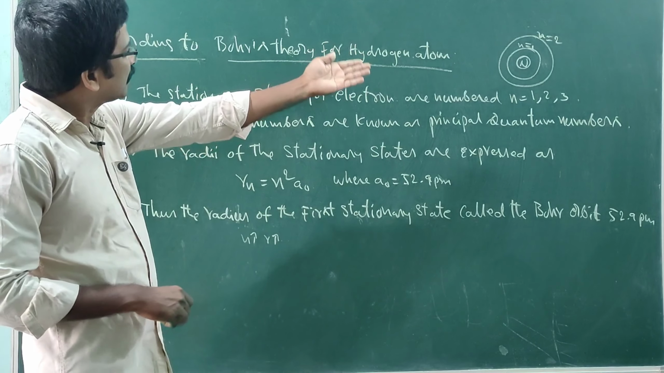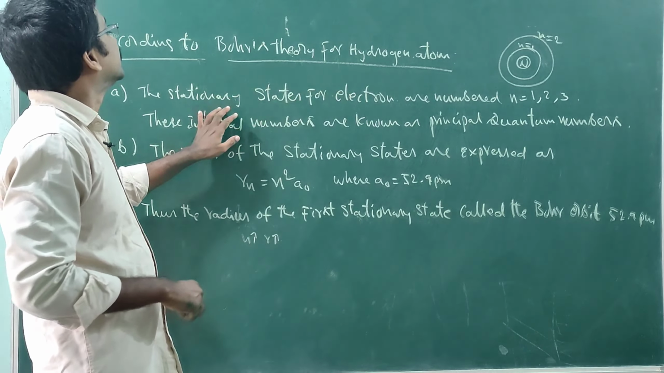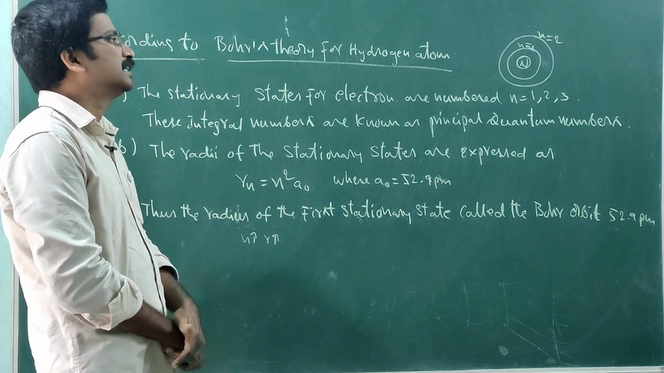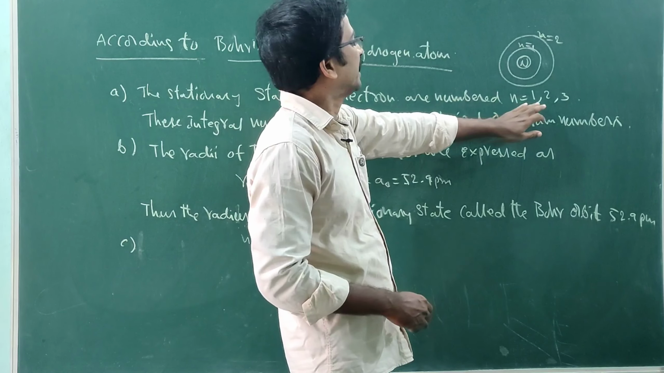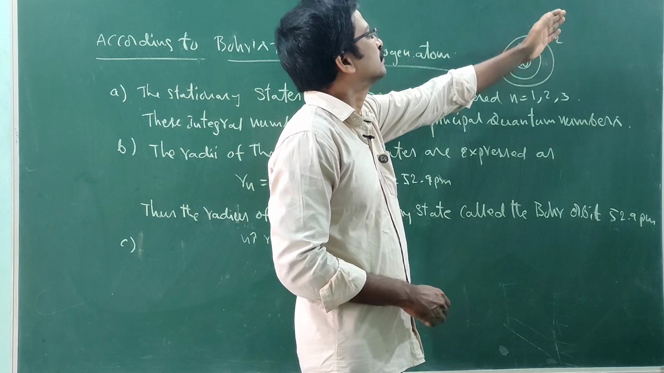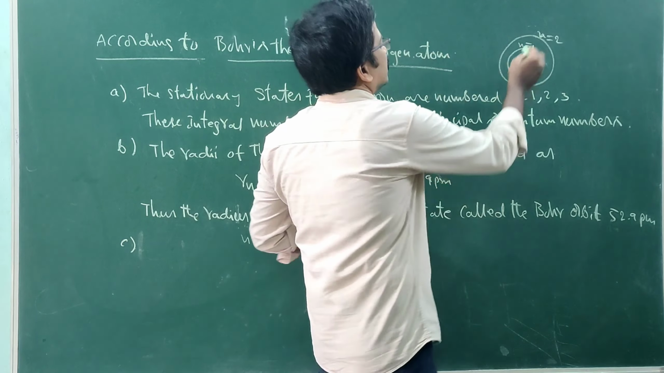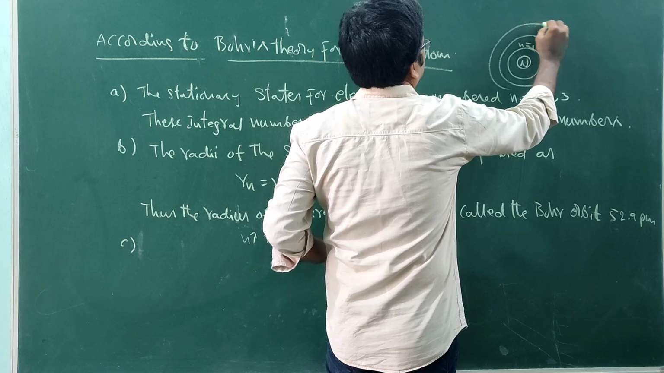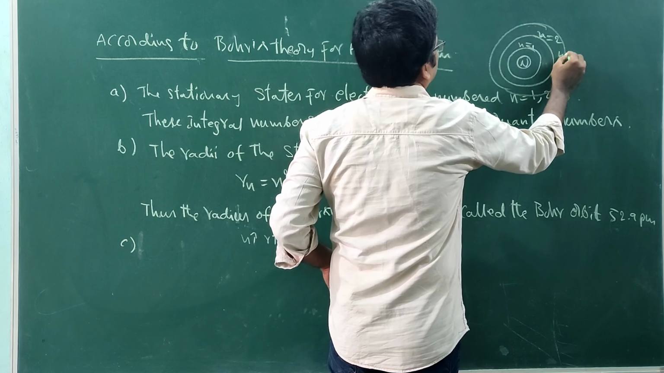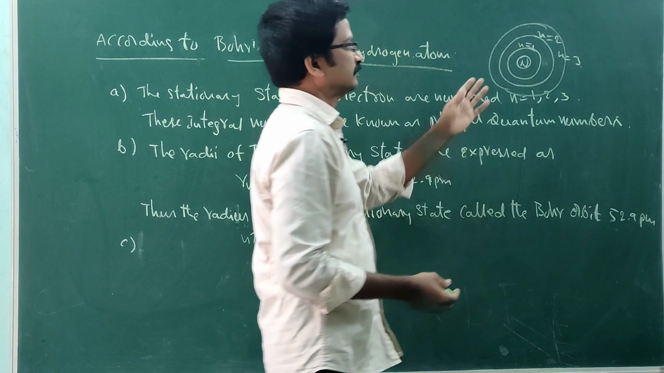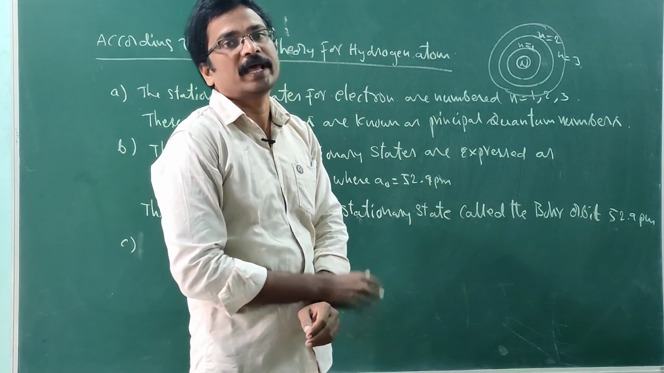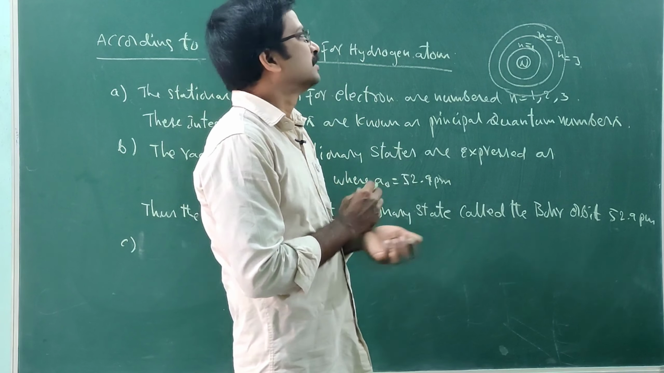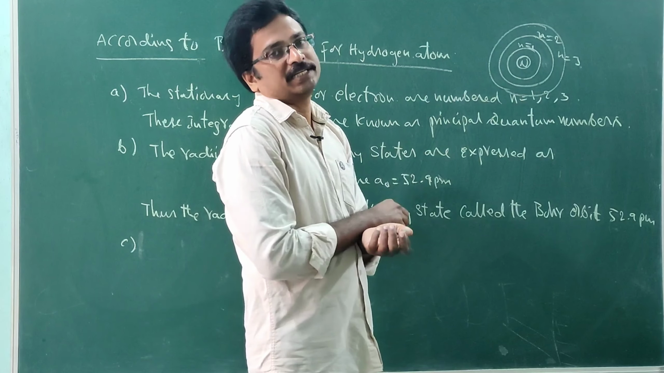These circular orbits are known as stationary states. Stationary states are numbered as n is equal to 1, n is equal to 2, next one n is equal to 3, and so on like that. Bohr has expressed that these are the stationary states.